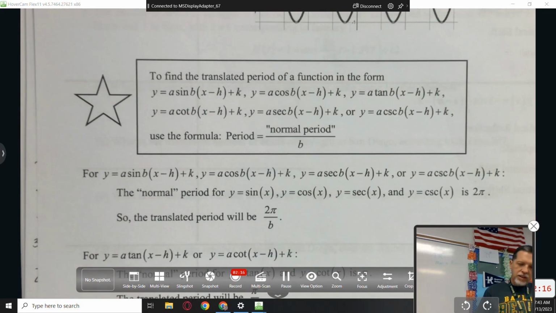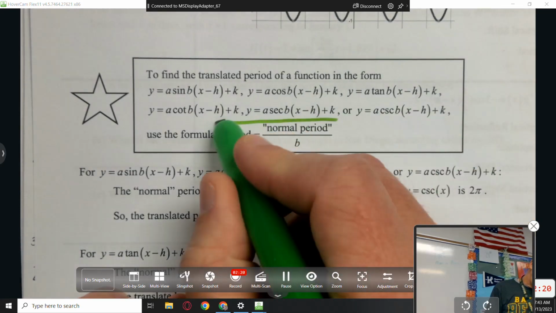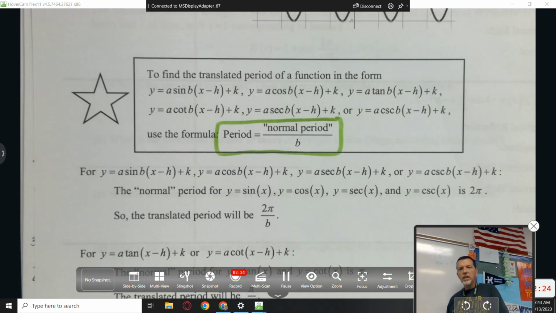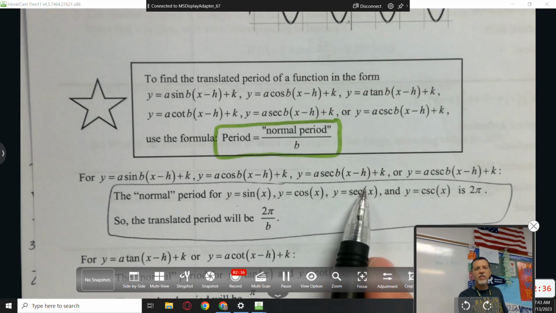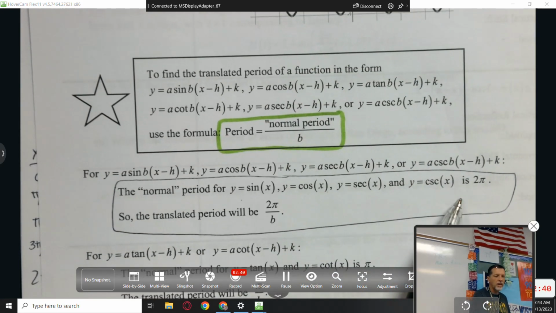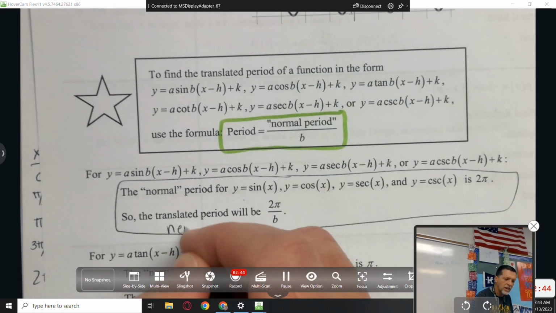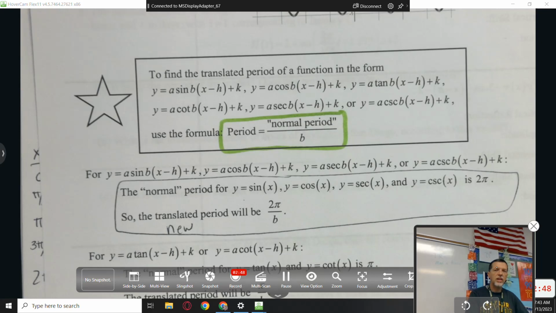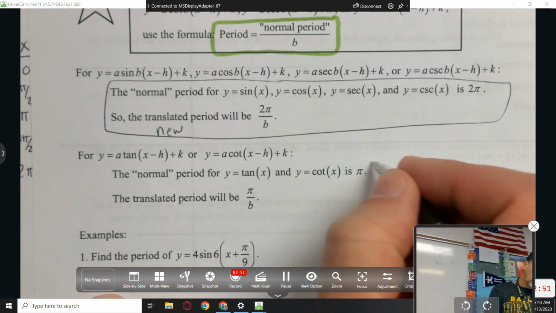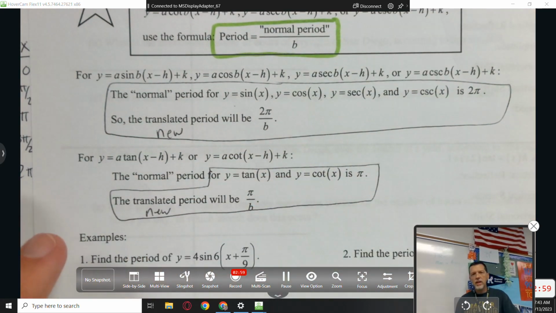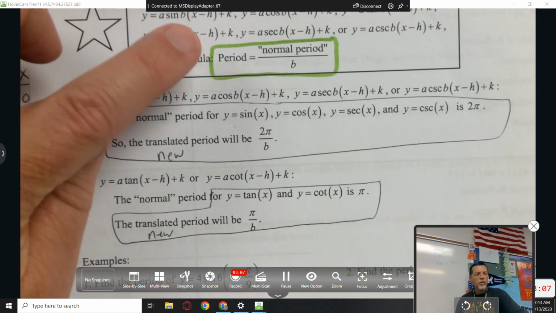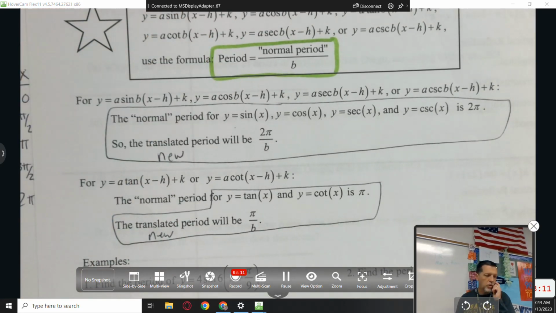That's a lot of words in that next box. The most important part of that box is that the period is the normal period over B. So what that means is this statement. For sine and cosine and secant and cosecant, those all have a period of 2 pi. So the new period, the translated period, is 2 pi over B. But for tangent and cotangent, the new period is pi over B. But rather than try to memorize like 2 equations, you just know the main idea that it's whatever the normal period is divided by B. We'll tell you the new period.